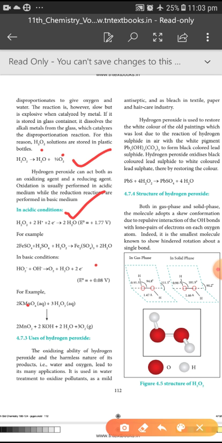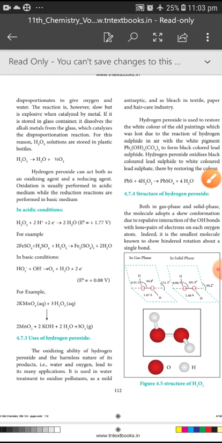Next, let us learn the uses of hydrogen peroxide. It is used in water treatment to oxidize pollutants. It is used as a mild antiseptic. It is used as a bleach in the textile industry, and also in the paper and hair care industries.